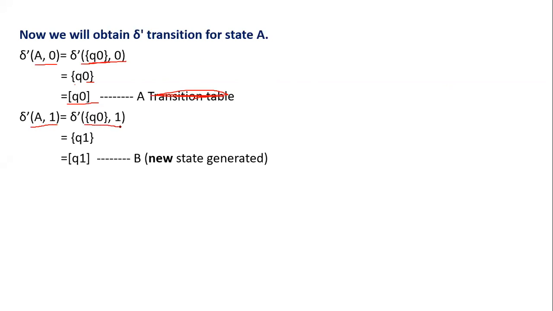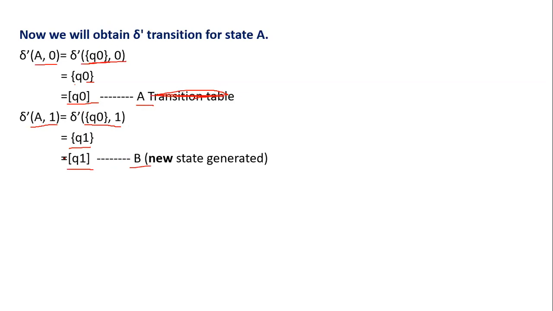Q0, reading the input symbol 1 and moving to the state Q1. Okay, then the answer is found. I have to mention the particular state in the DFA, so I have to replace it with a square bracket. This is the new state. Already we have only one state, that is A, that is Q0. Now a new state has arrived, so we can mention it with another name, that is B. In the DFA I now have two states, A and B. A is nothing but Q0 and B is nothing but Q1.